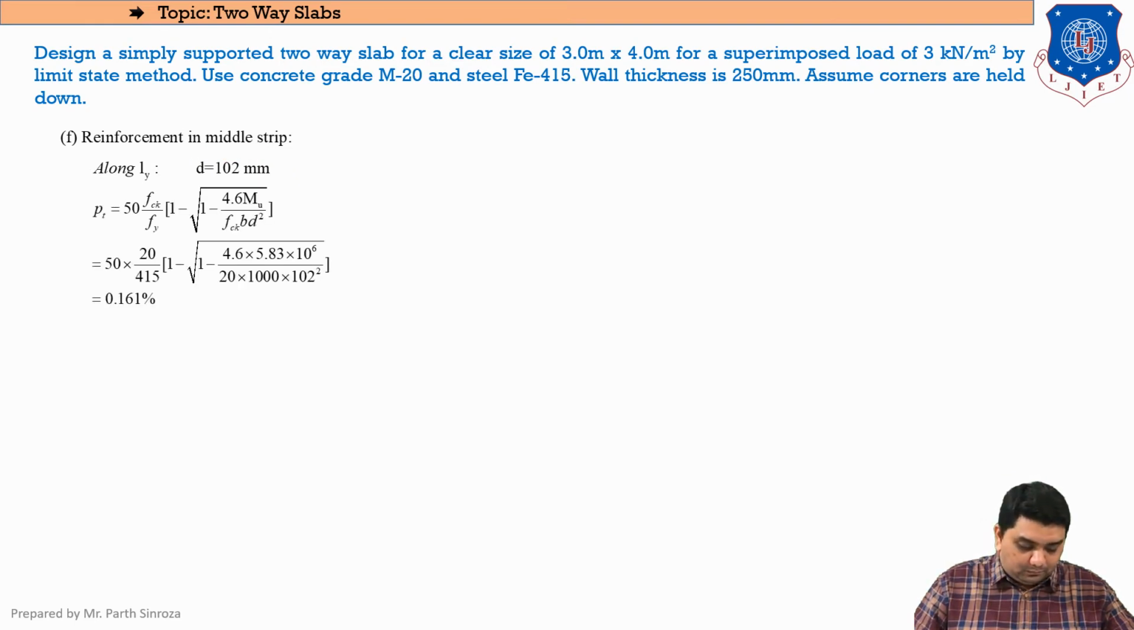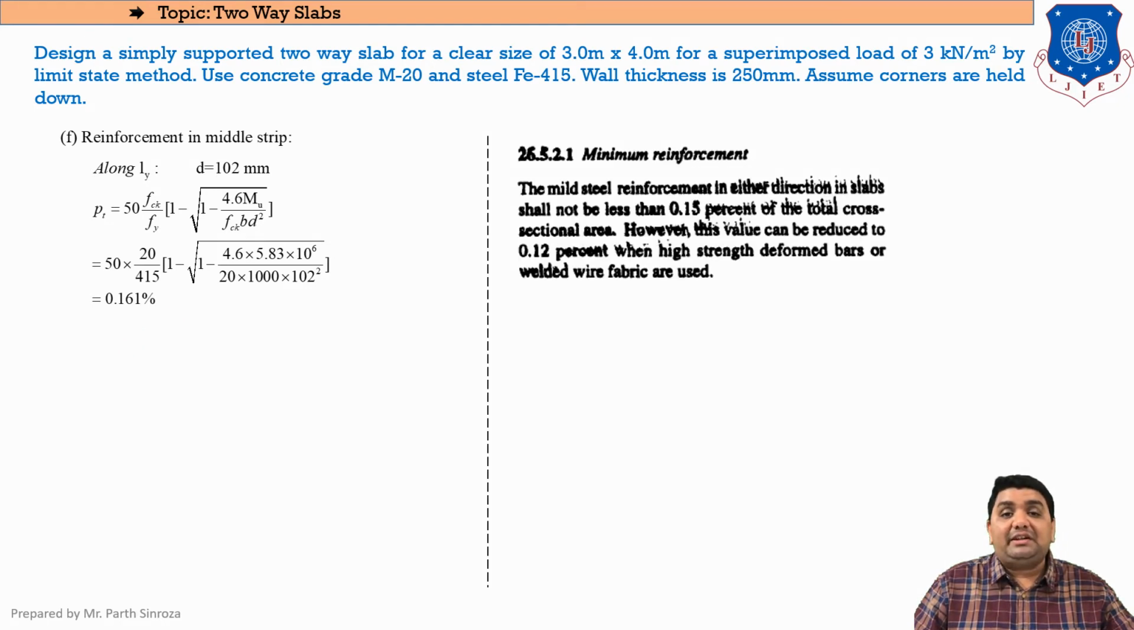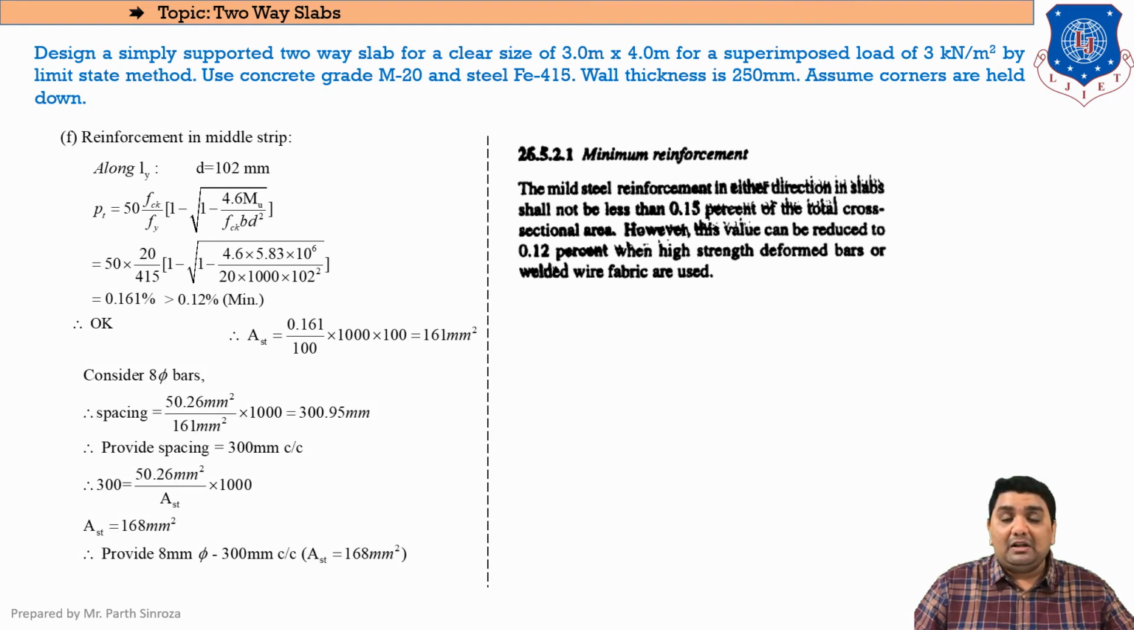Clear? So the next step will be to find the PT, that is the percentage of steel reinforcement. It comes out to be 0.161. Now what we need to check? We always need to check that it should satisfy the minimum reinforcement criteria, and it does because it is greater than 0.12. So moving further, the AST will be calculated and the spacing will be provided. So this was the design of our middle strip.